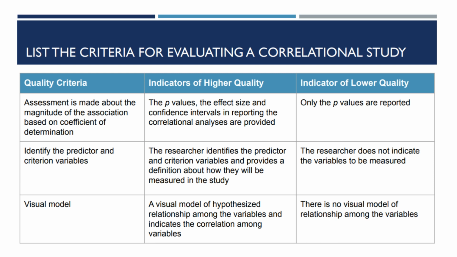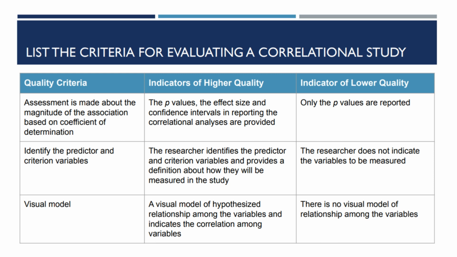We also need to make sure that the assessment is made about the magnitude of the association based on the coefficient of determination. So this means the p-values, the effect size, and confidence intervals in the reporting. The correlational analyses are provided. We need to be able to identify the predictor and criterion variables, but also have a visual model. So it shows how the variables are correlated with each other.